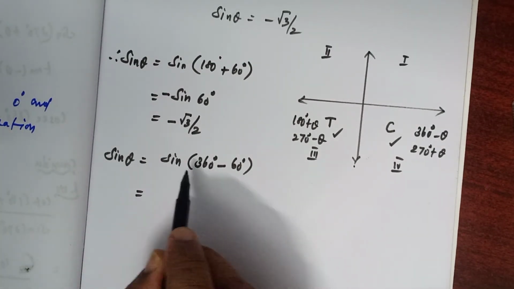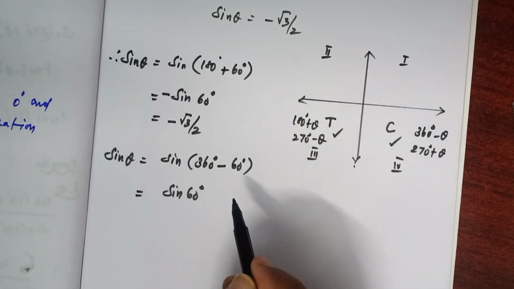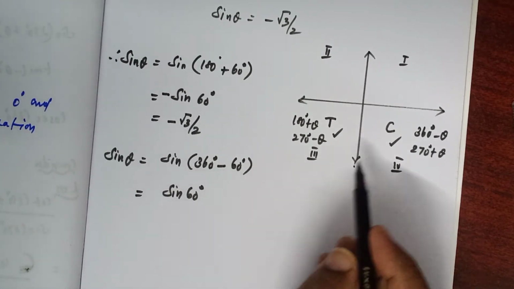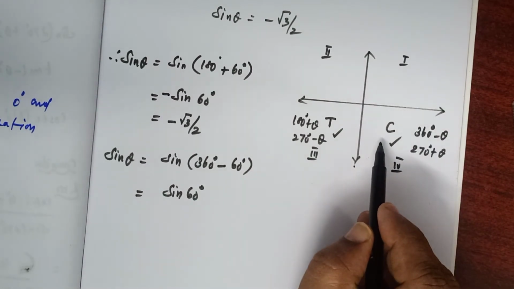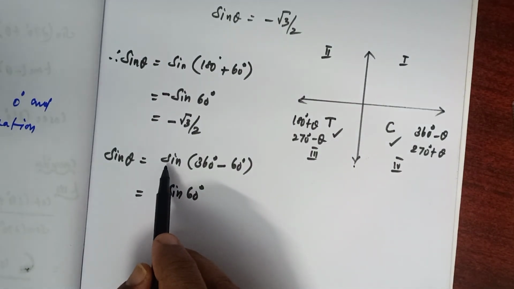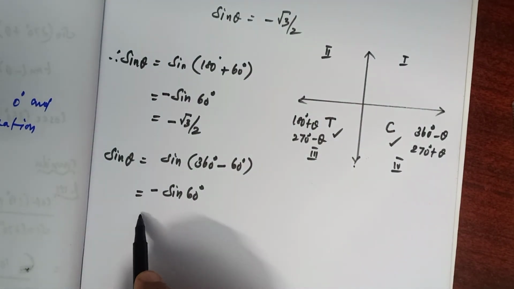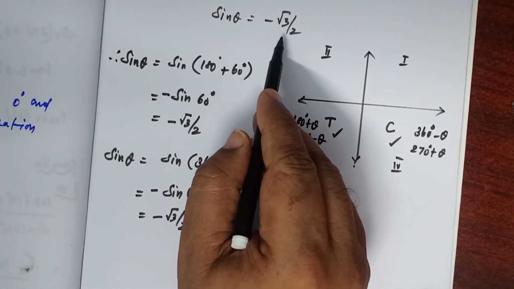For 360, sine becomes sine. What is the angle here? 60 degrees. 360 minus 60 lies in which quadrant? Fourth quadrant. In the fourth quadrant cos is the only positive. But what is here outside the bracket? Sine. Therefore, it is negative. What's the value? Minus root 3 by 2. Look at that. We have minus root 3 by 2.